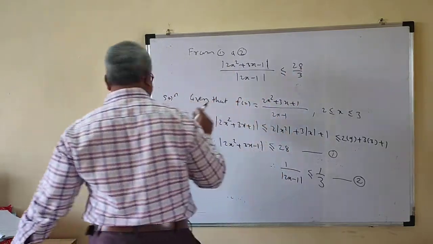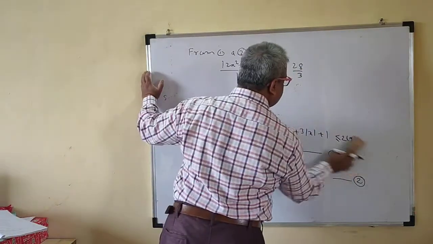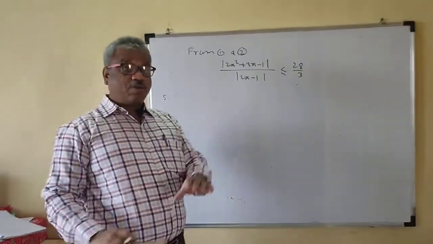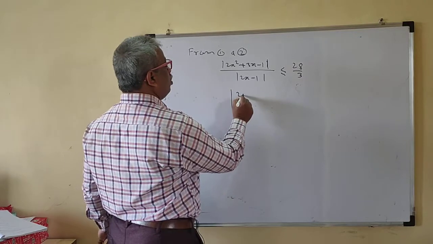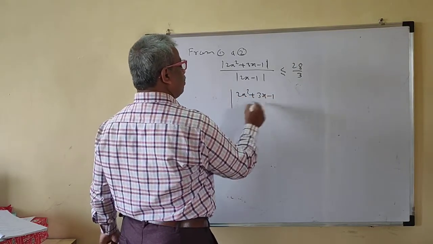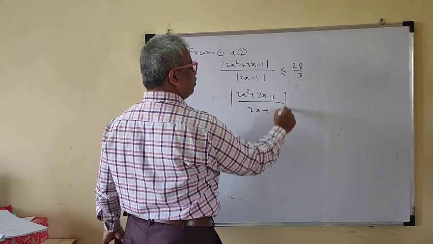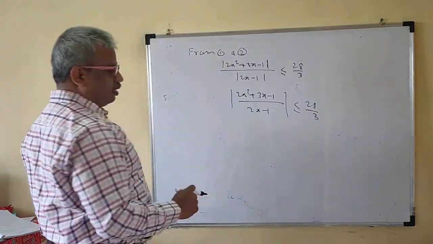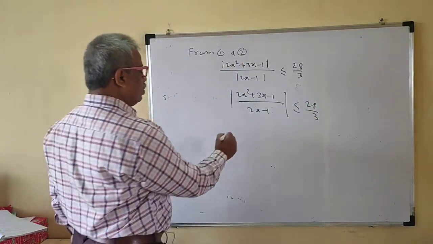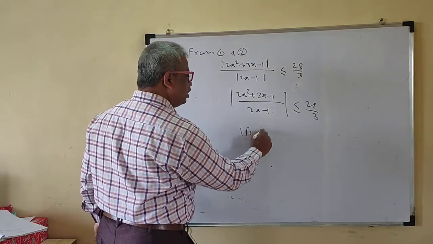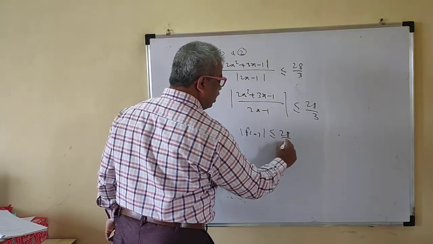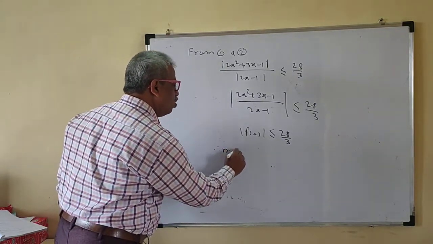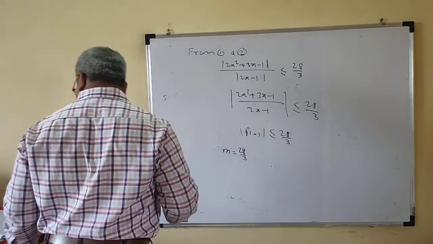28 upon 3. So this is nothing but mod a upon mod b, and mod a upon mod b is nothing but mod of a upon b. So this is mod of (2x² + 3x − 1) upon (2x − 1) is less than or equal to 28 by 3. Now this is mod of f(x) less than or equal to 28 by 3. So therefore your M is equal to 28 by 3. This is the problem.